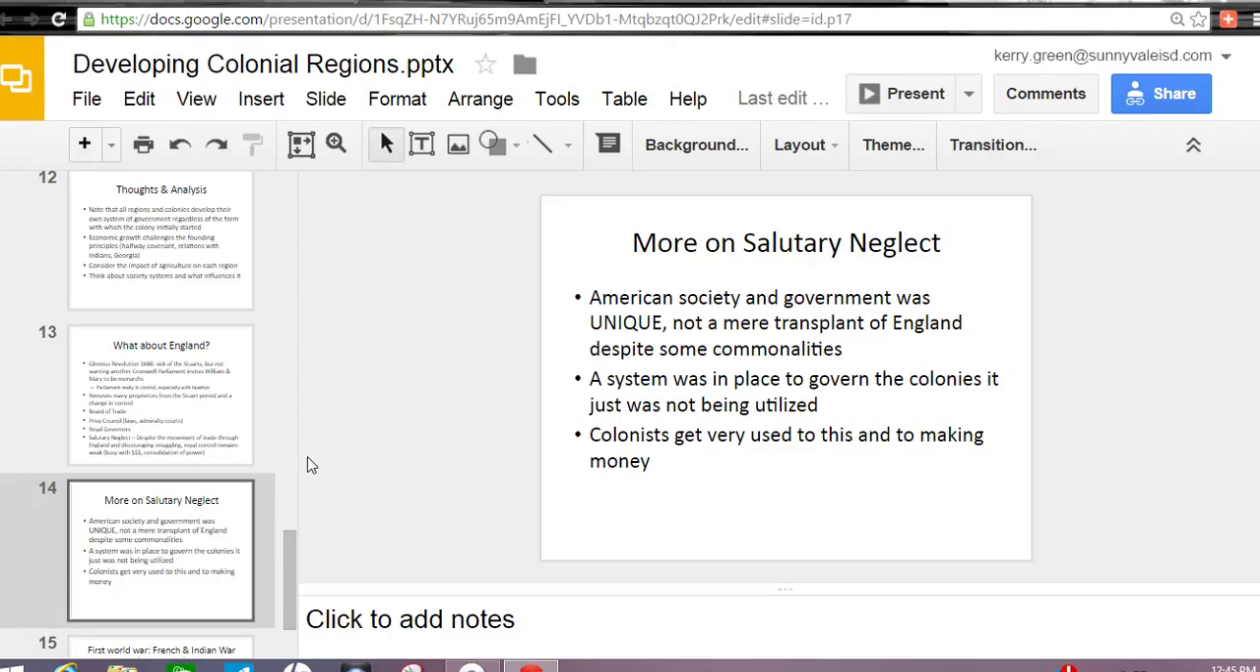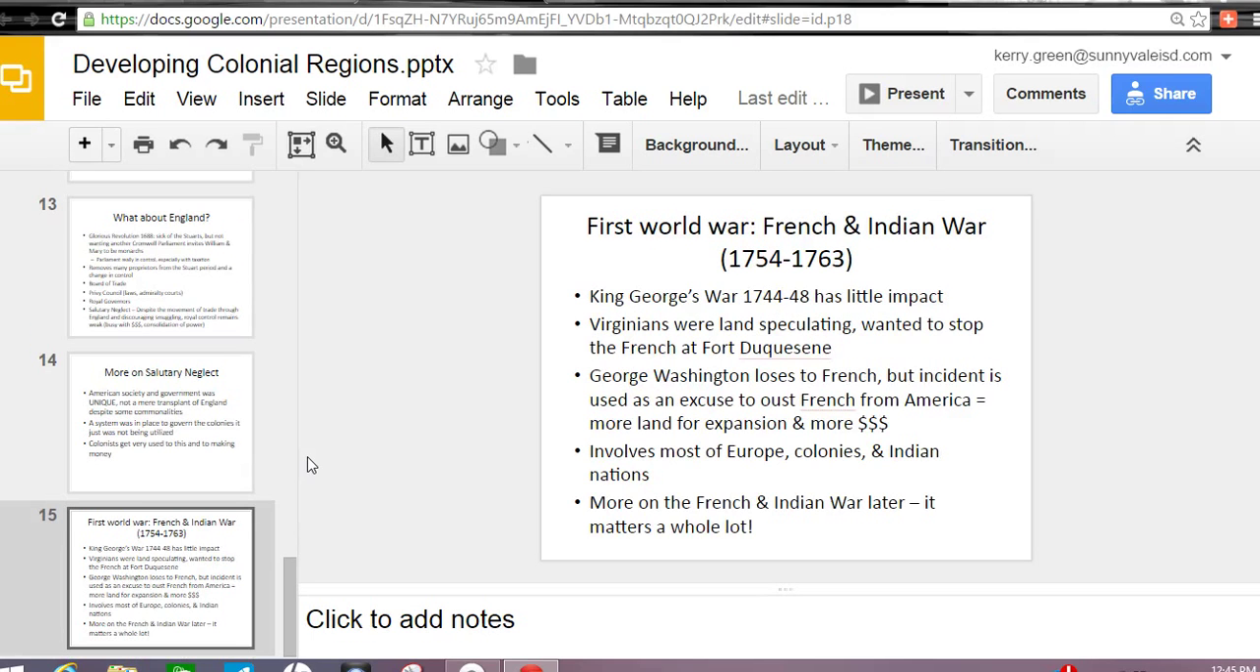And it's not simply Englishmen being transplanted over here, although many of the American colonists saw themselves as Englishmen and Englishwomen. The system was in place to govern the colonies. It was just not utilized to the best of its ability. We'll see that England will start to figure that out, but it takes them a few decades. And the colonies get very, very used to all of this and to being able to make as much money as they want, this opportunity, this aspiration, all that kind of thing.